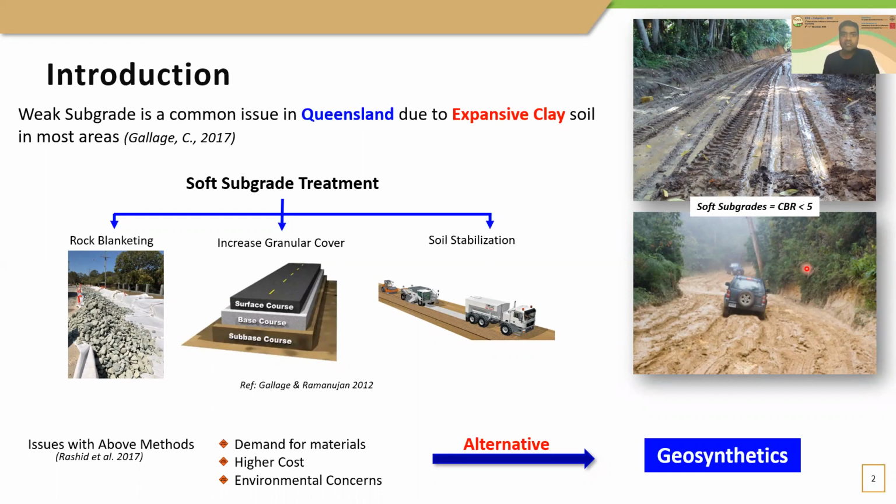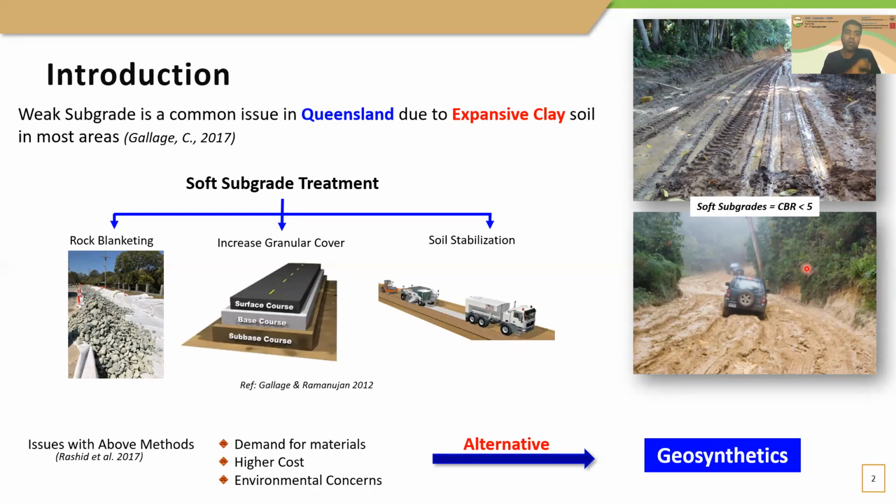So to improve the weak, soft subgrade, we mainly use methods like construction of a rock blanket, or we increase the granular cover thickness of the road pavement, or we use soil stabilization methods, for example chemical stabilization. But all of those methods increase the demand for natural material and the construction cost, and also raise environmental concerns, because you increase the demand for depleting materials, and mixing chemicals with the soil again raises environmental concerns and sustainability issues.